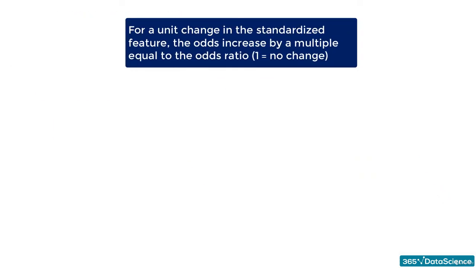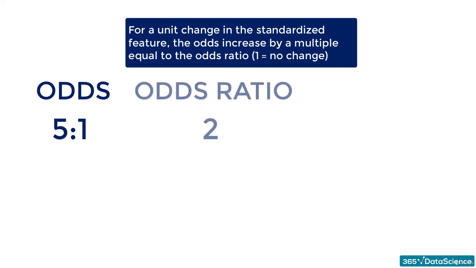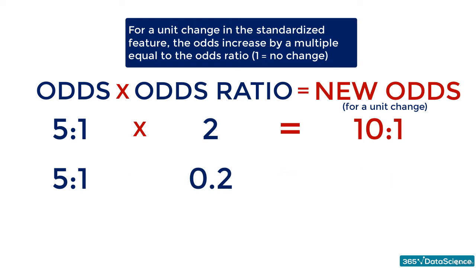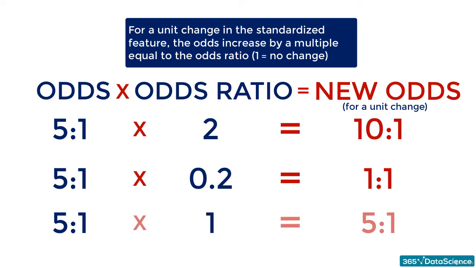For example, if the odds are 5 to 1 and the odds ratio is 2, we would say that for 1 unit change, the odds change from 5 to 1 to 10 to 1 because we multiply them by the odds ratio. Alternatively, if the odds ratio is 0.2, the odds would change to 1 to 1. When the odds ratio is 1, we don't have a change, as multiplication with the number 1 keeps things equal. This makes sense, as the odds ratio is 1 whenever the weight is 0. Okay, do we have weights like that?